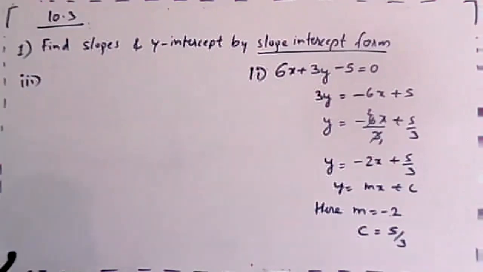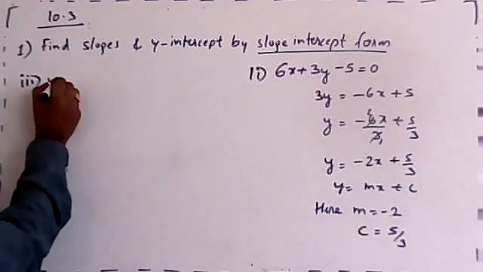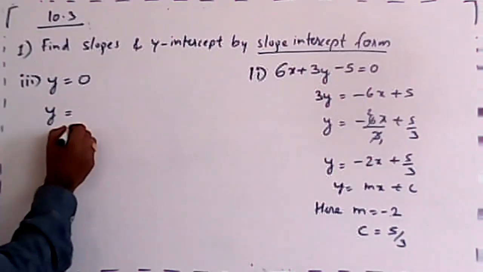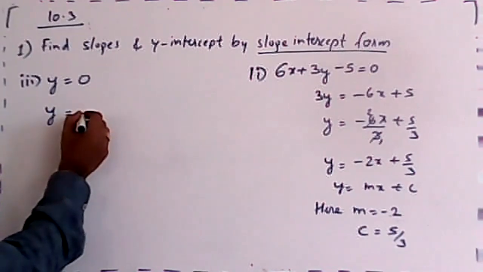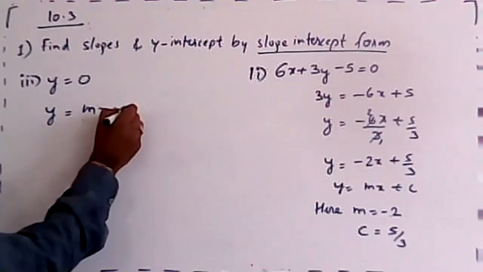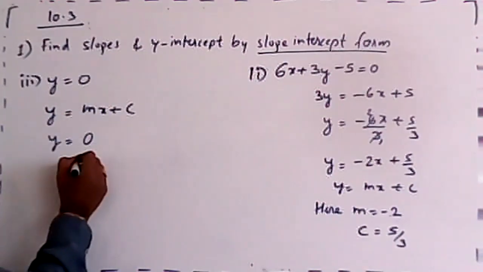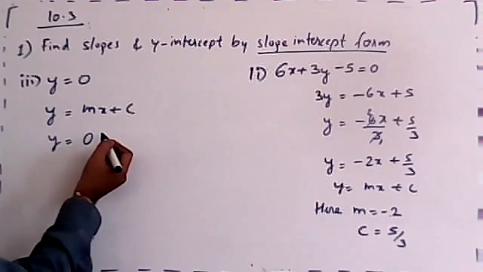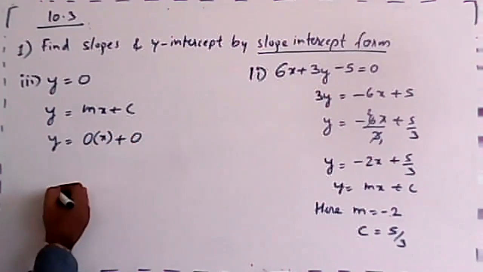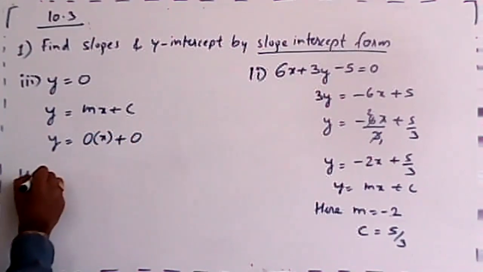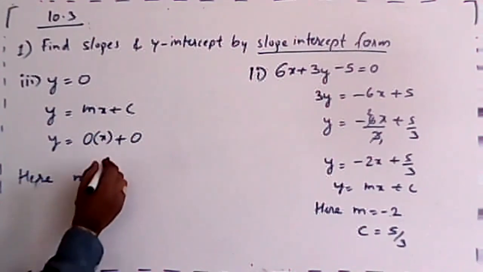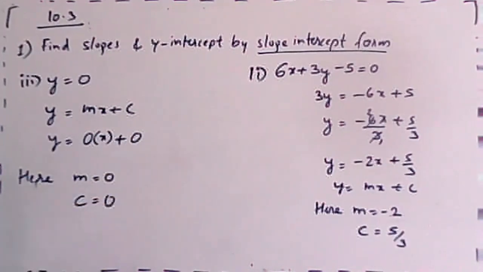Third question. y is equal to 0. How will I write it now? y is equal to mx plus c. m is 0, and x they have not given at all. So mx plus c is also 0. Here m is equal to 0, and the y-intercept is also 0.